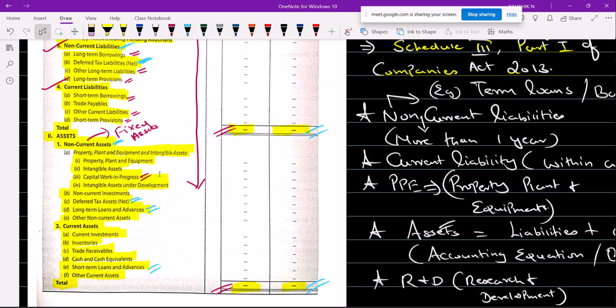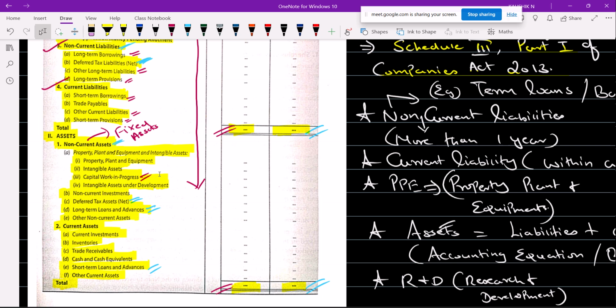Completed. Right. So I hope by now you have got some clarity about how to present the balance sheet of a company as per Schedule 3, Part 1 of the Companies Act of 2013. Okay. So we don't have any other rule. This is the rule which we follow for presenting the balance sheet of a company.